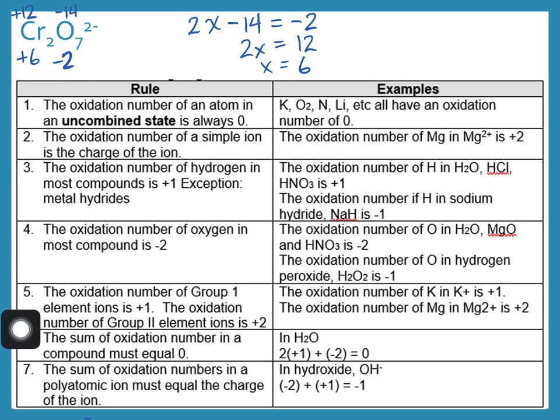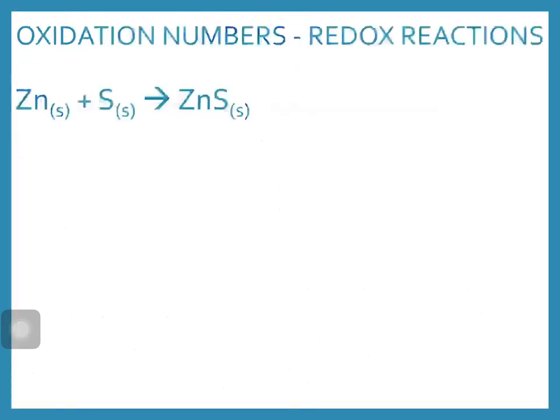So one of the reasons that we do this, we can use this to balance equations, but the other thing we can do is use oxidation numbers to figure out if we have a redox reaction happening or not. So here I have zinc and sulfur, each completely on their own.